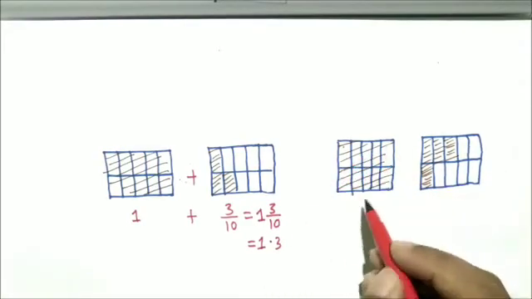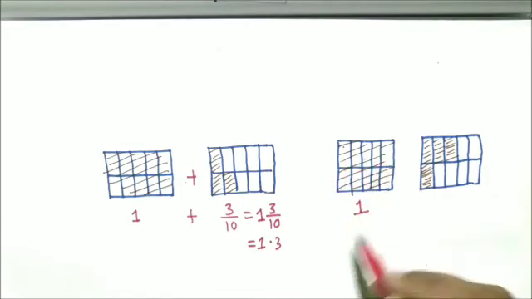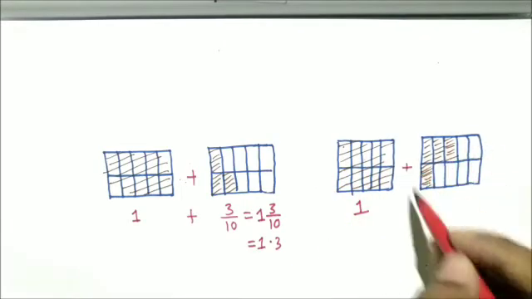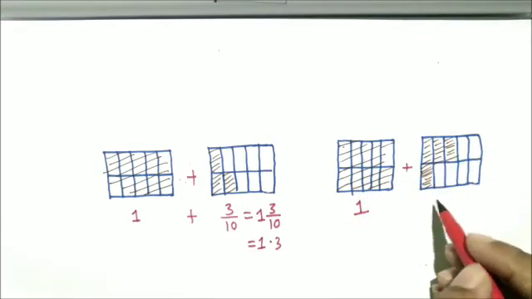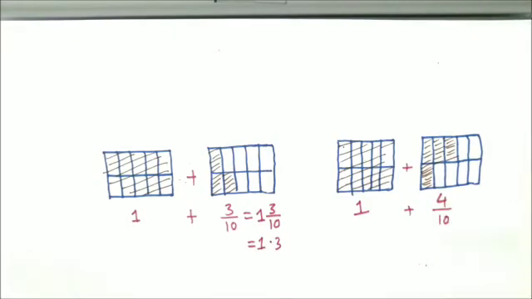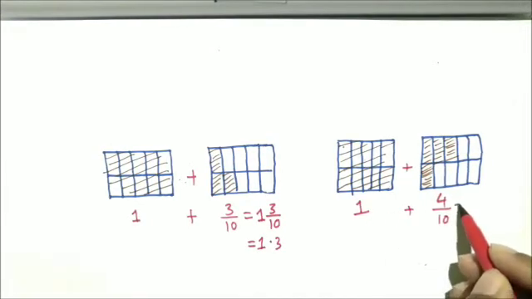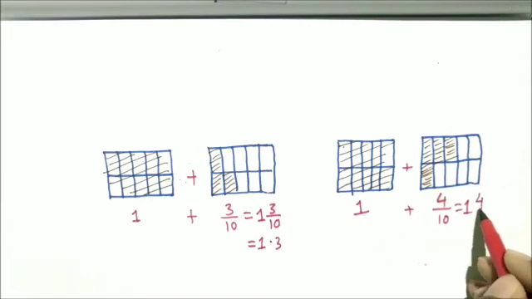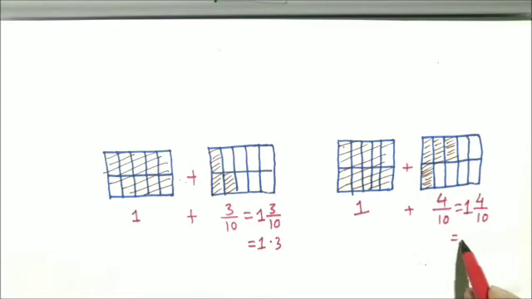Similarly, what can we write for this part? This is 1, all the parts are colored, so 1. And in here how many parts are colored? 1, 2, 3, 4. 4 out of the 10 parts are colored. So 1 plus 4 by 10. So what can we write? 1 whole 4 by 10. Correct? And 1 whole 4 by 10 can be written as 1.4.